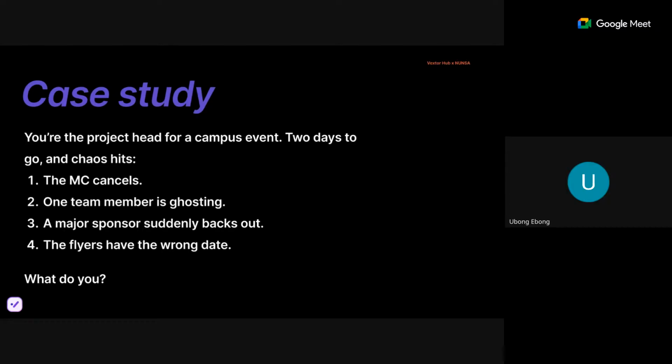Now the MC cancelling is like an advantage also, although it's chaos, because he made his decision too late, two days to the event. Since it's a campus, I can definitely sort out people that can stand in for him, probably two or three persons that will show interest. And then a day to the event, I can give them a try to MC some group of persons. Then from the few that I might have gathered, I can pick out one or two.